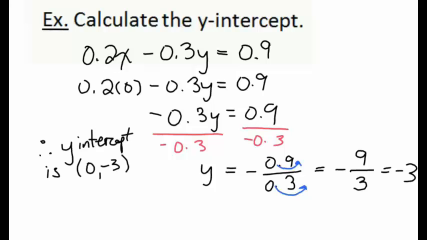Of course, if you used long division and did 0.9 divided by 0.3, that would be okay as well. You should end up with the same final answer of negative 3. All in all, we can say here that our y-intercept is (0, negative 3).